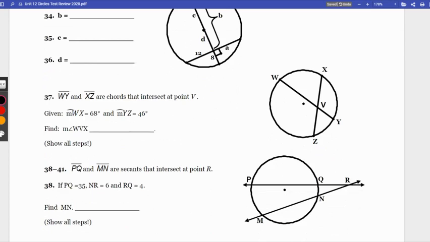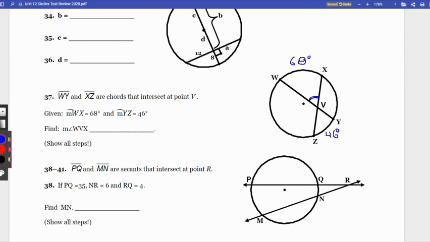37, this would be a good one for us to take a look at. This is more about the angles. We are given that arc WX is 68 degrees. Notice that the intersection point here is not at the center, so I can't use central angles and inscribed angles. But I can use the property that says if I've got an intersection like this inside of a circle, then this angle is going to be the average of these two intercepted arcs.